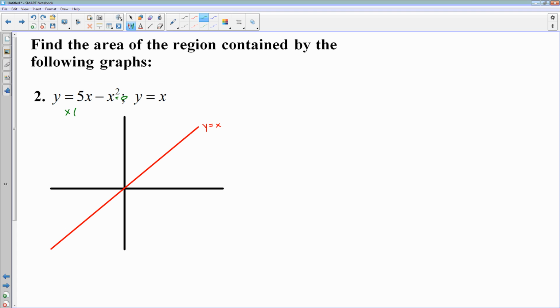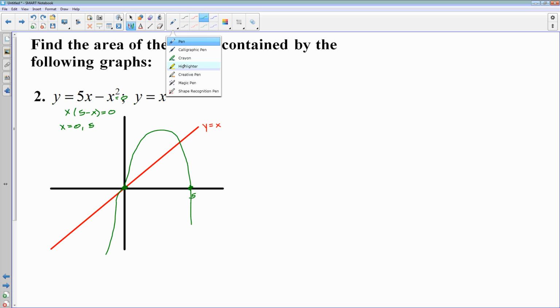If I factor out an x, you get 5 minus x equals 0, which tells you you have x-intercepts at 0 and 5. So when I graph the parabola, I know it needs to hit the x-axis at 0, and then again over here at 5. And the parabola is going to come up, and then it's going to bend back down. Then I'm going to hit at 5. And I can see my region where I'm finding area is this region right here.